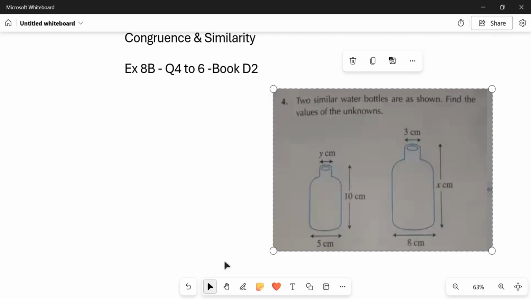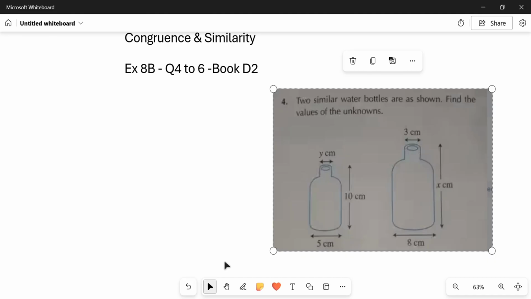Hello students, in this video we will solve questions related to congruence and similarity. These questions are based on similarity. Here, the bottles are similar, right? There's only a difference between the sizes. So when a similarity question comes and the lengths are given to you, you need to find the answer with the help of ratios, right?